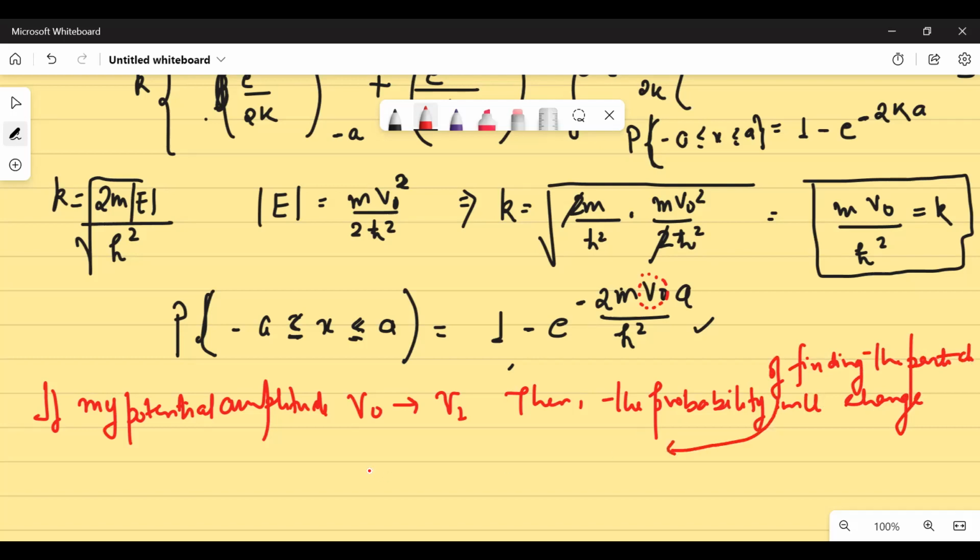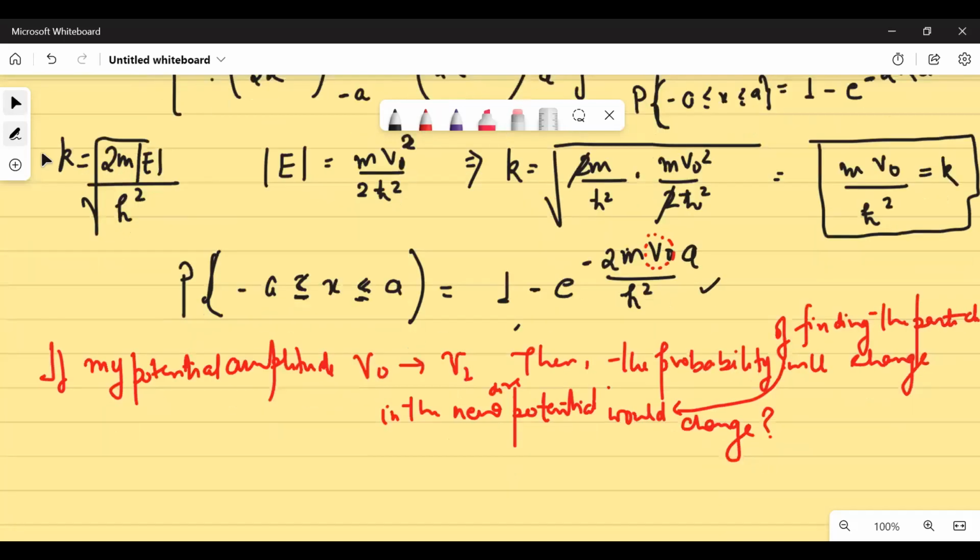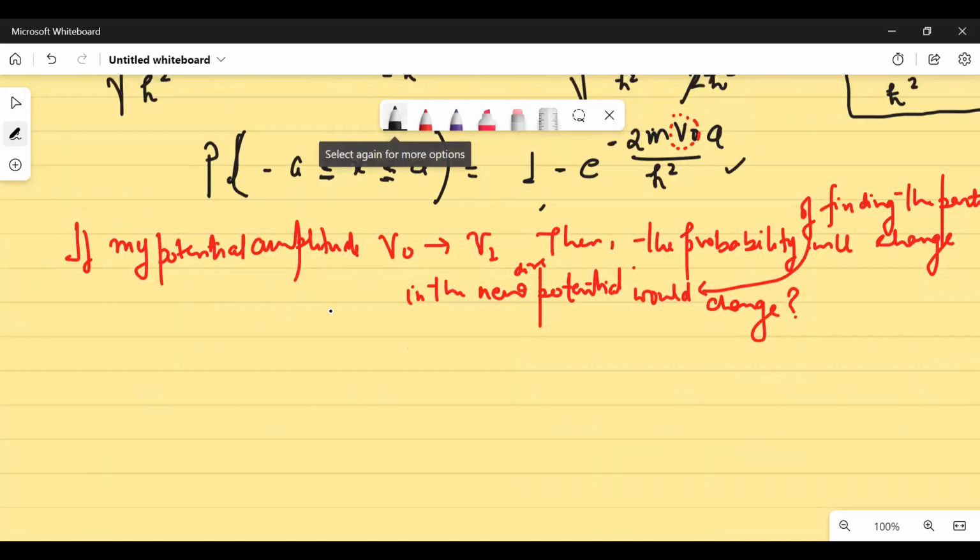in the new bound state, in the new potential value, or you can say the new Dirac potential, would certainly change. We want to find what is that change in the probability. So let's say my final state is V1 and my initial state is V0.